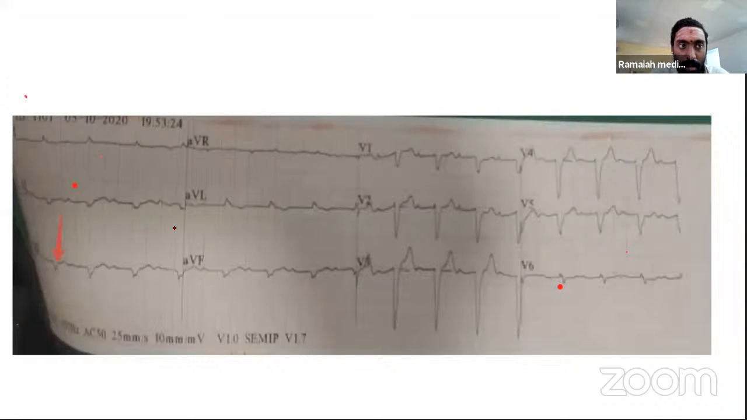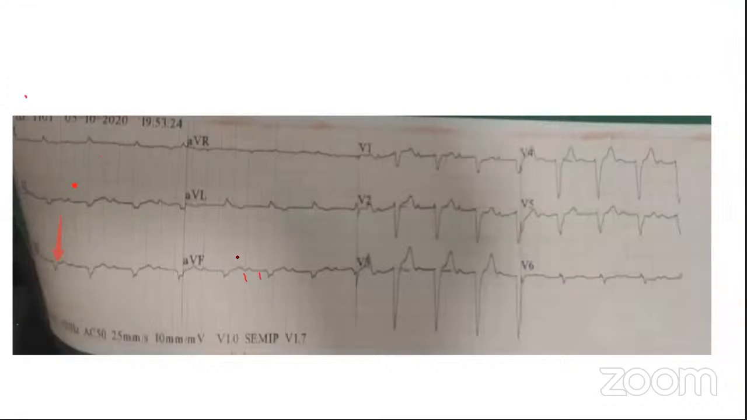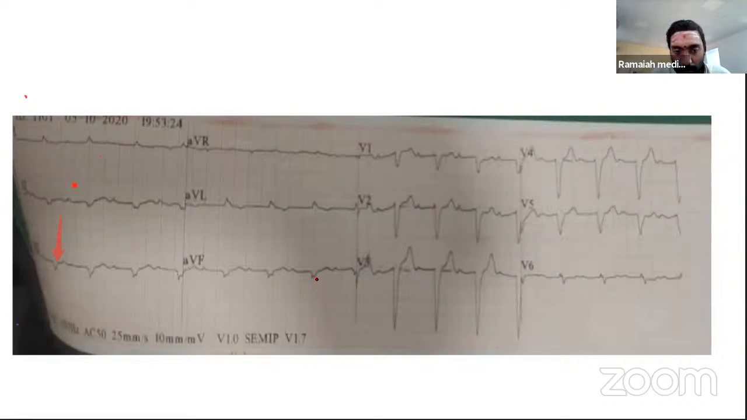Is my voice audible? Yeah, it's audible. So the heart rate here, 300, 150, 100. So this should be around 100, a little more than 100. 300, 150, 100. A little more than 100, correct?